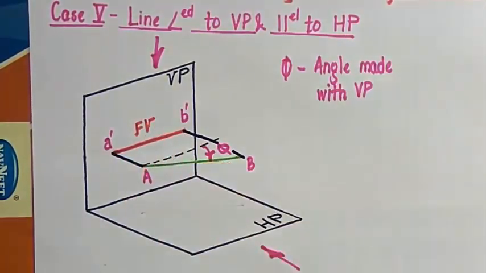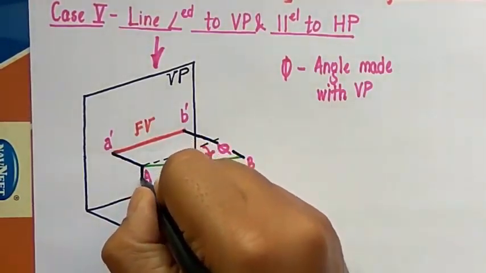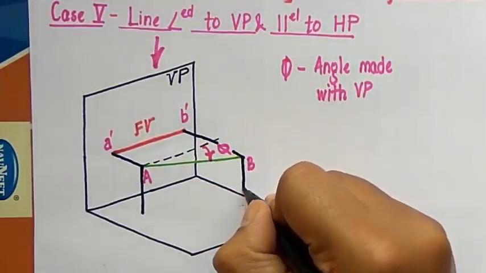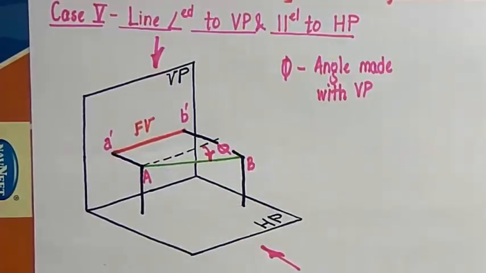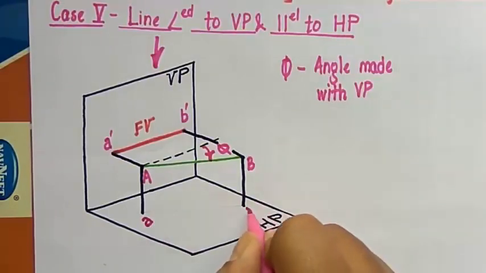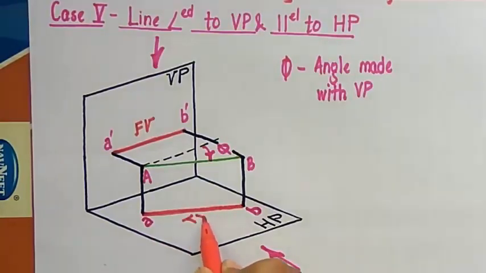Now similarly, we are going to look at this line from the top, and when I produce this line in the downward direction, it intersects this horizontal plane somewhere here. This is the top view of endpoint A, and this is the top view of endpoint B. When you join A with B, you have the top view. Now the next thing to do is to connect the front view with the top view.